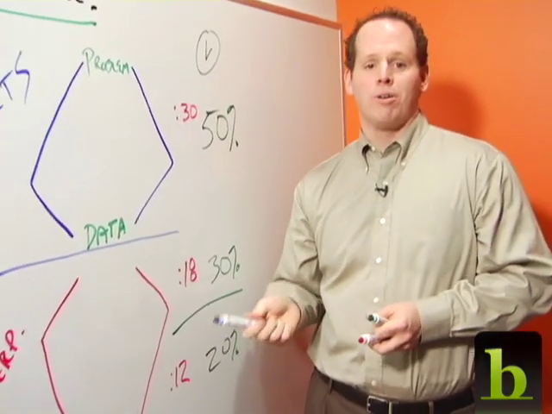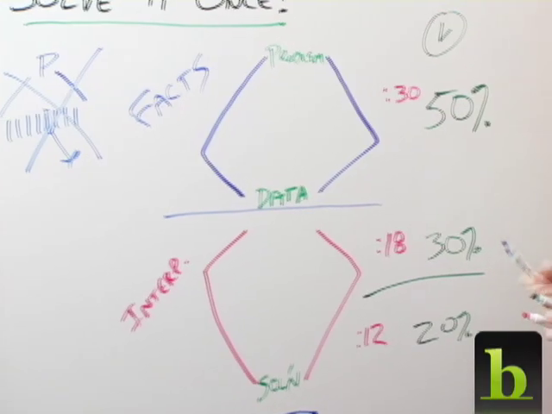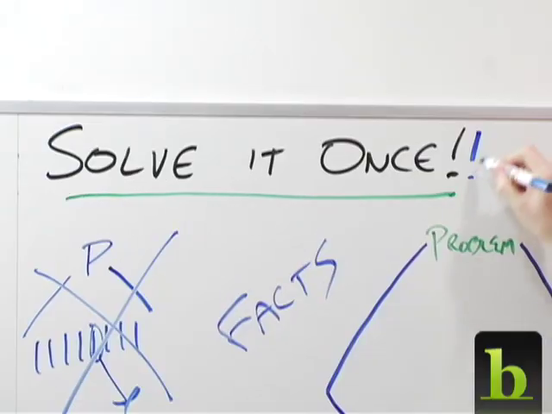So the next time you have a problem solving situation in a team, sketch out the hourglass model, figure out the times, and use that as a guide to what you do on your team. If you do, you'll be more likely to come to a solution that sticks, more likely to solve it once.